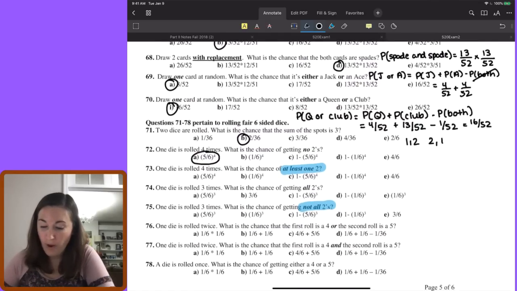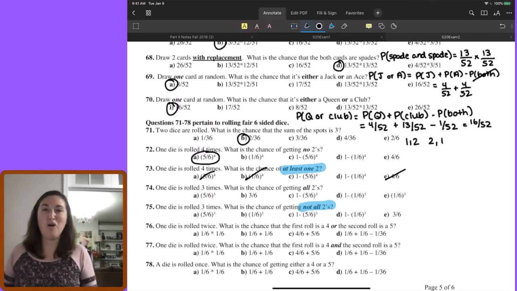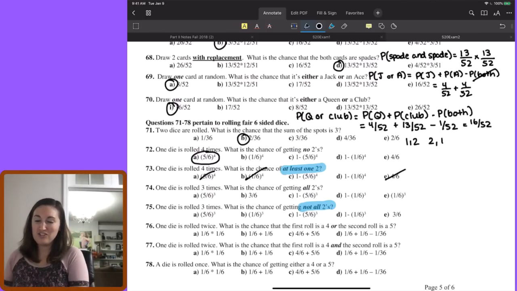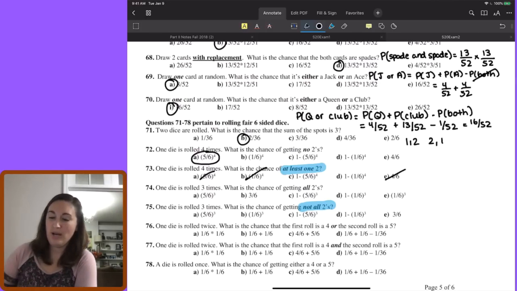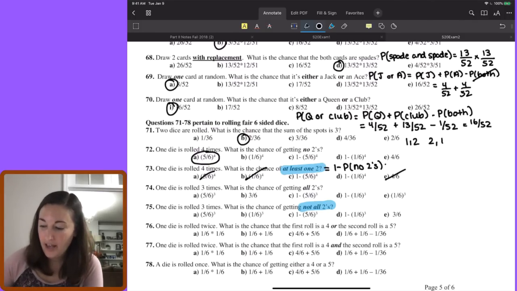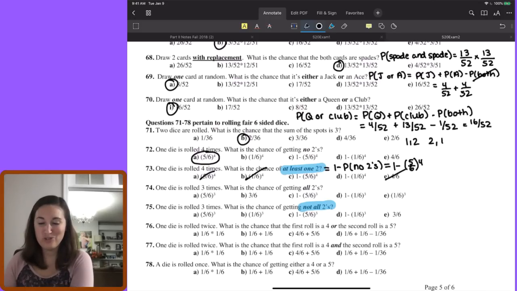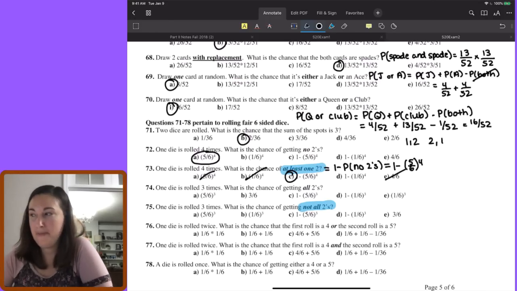So I can right away for question 73 get rid of almost all of the options. So the question is, which one is it? So at least 1, remember we're going to do 1 minus the probability of none or no 2s. And 1 minus the chance of getting no 2s, chance of not getting a 2, again, is 5 out of 6. So we actually just found the chance of getting no 2s in number 72. So this should be C.